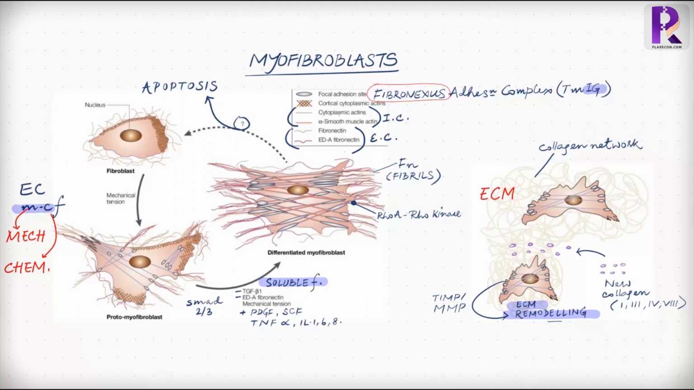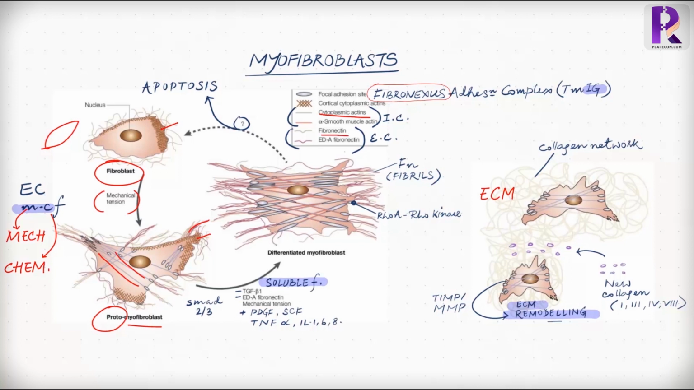Now this is important. Fibroblast, which is somewhat spindle shaped with cortical, that is peripherally arranged, cytoplasmic actin, on mechanical tension, which may be gaping of a cut wound, transforms into proto-myofibroblast, which still has the cortical actin, but then also has cytoplasmic actin bundles, which we see here, and extracellular fibronectin fibrils.